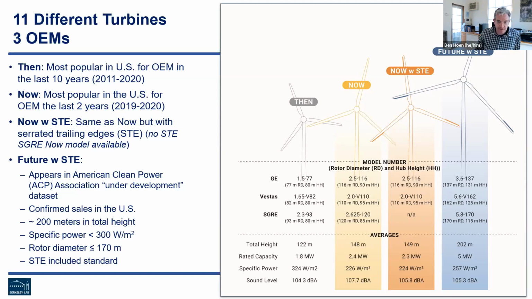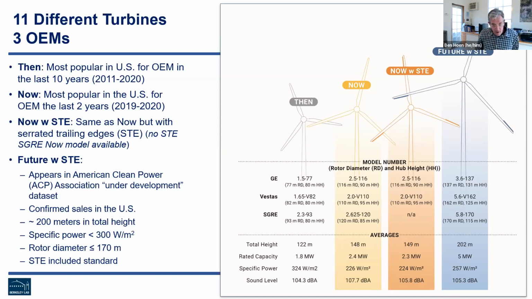The total height of those then turbines is 122 meters. The rated capacity across those three turbine models is 1.8 megawatts. The specific power, which I mentioned before, is a measure of efficiency, and is 324 watts per meter squared. The lower that specific power is, the better it is at garnering the power from the wind and converting that into electricity. And then the sound power level, as Ken mentioned, is 104.3 for those three turbines.